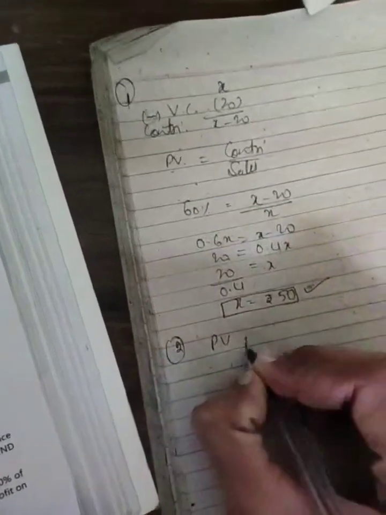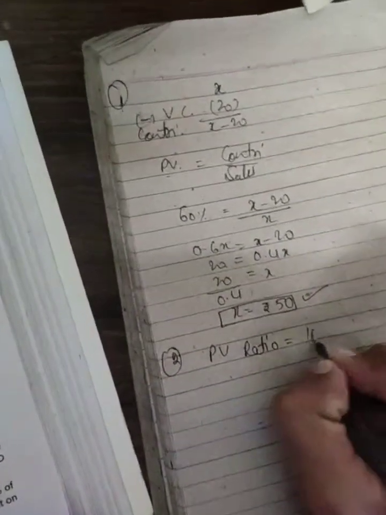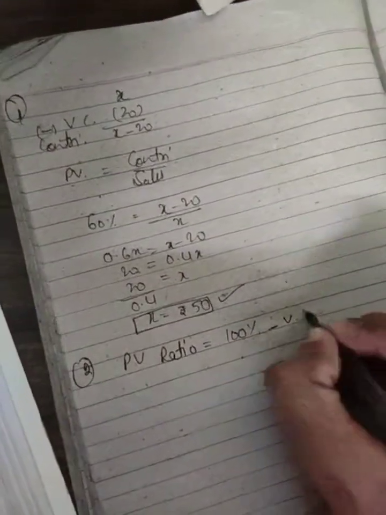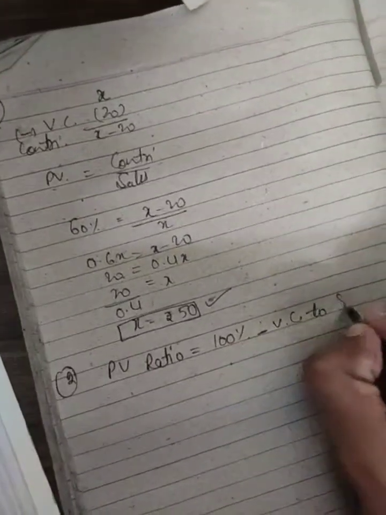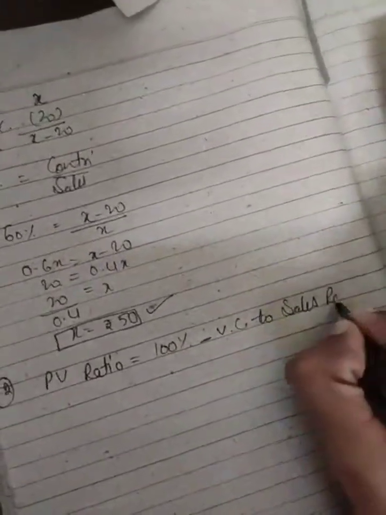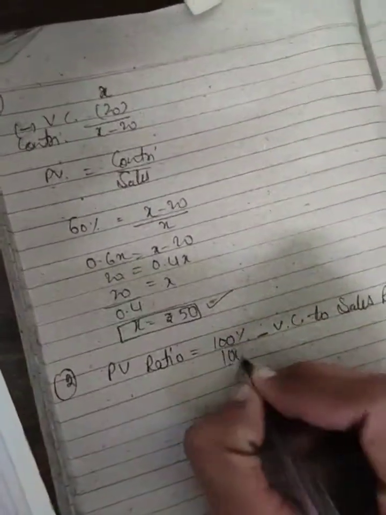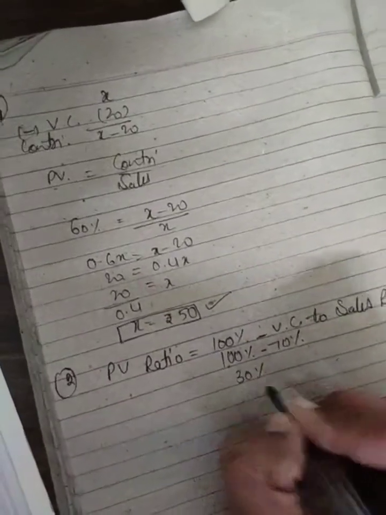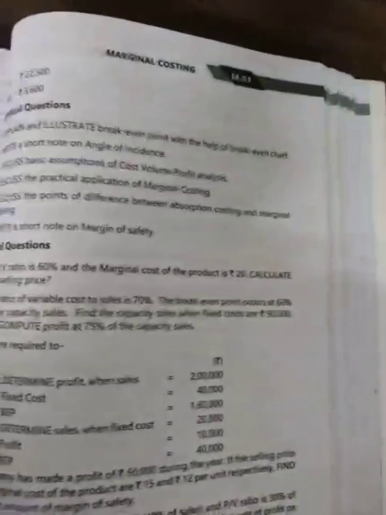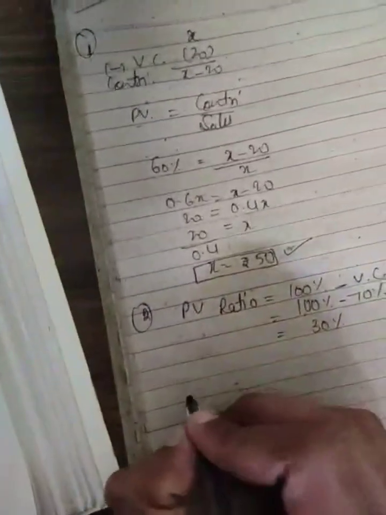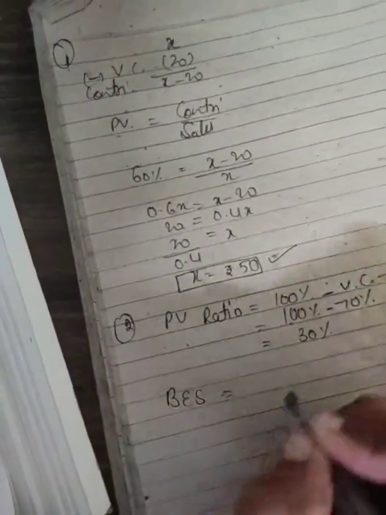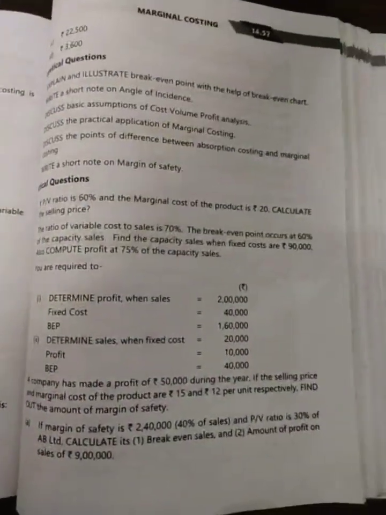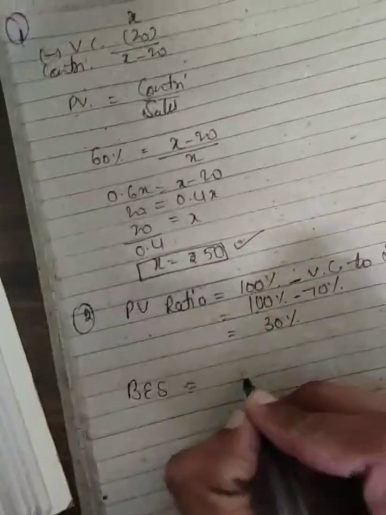So what have we found out? First of all, the PV ratio. The PV ratio will be 100% minus the variable cost to sales ratio, which is given to us, which was 70%, right? And here we have got 30% as our PV ratio first of all. Now we have found out break-even sales. How have we found it out? Break-even sales we have found out as 90,000 fixed cost divided by PV ratio, right?